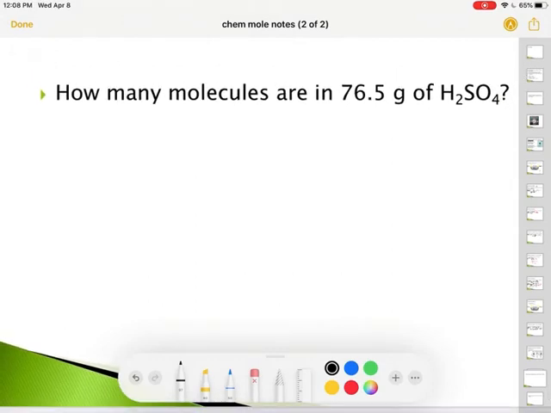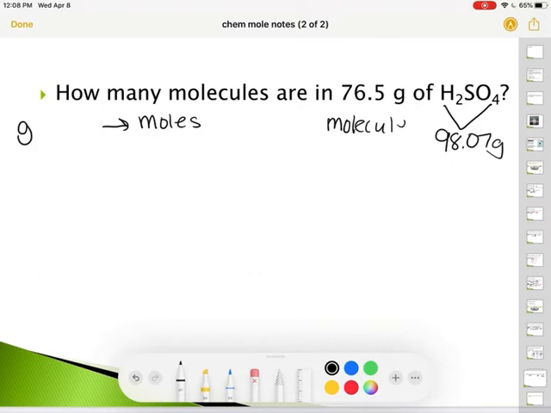Next, 76.5 grams of H2SO4. And just for fun, the mass of this, I'm going to give it to you already. It's 98.07 grams, because otherwise this video is going to drag on very, very long. So we have to go from grams to moles to molecules. So let's find our conversion factors. From grams to moles, that's our molar mass. And from moles to molecules, that's 6.022 times 10 to the 23.